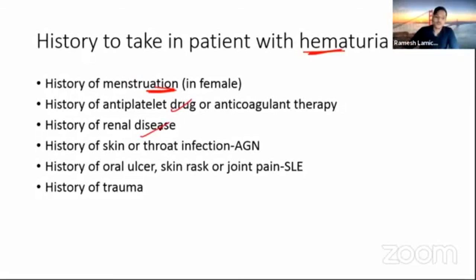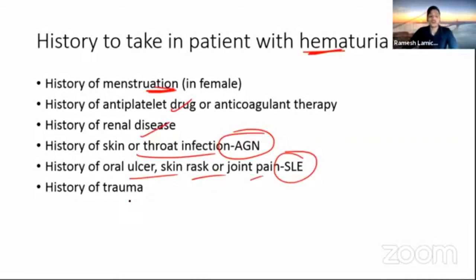renal disease history chilo, ar tomar nephritic syndrome indicate korar jonno kono screen or throat infection chilo, ar tomar vasculitis involve indicate korar jonno kono, mane skin rash, joint pain egula chilo. Ar nahole history of trauma, any trauma. So renal trauma can present as a hematuria, so you have to take a careful history about the trauma.